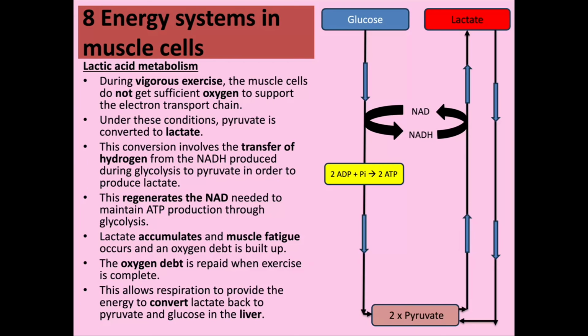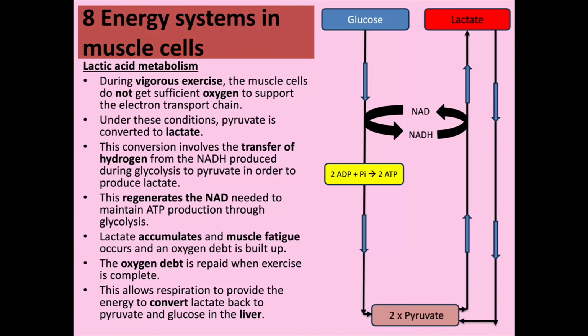Well, during vigorous exercise, the muscle cells do not get sufficient oxygen to support the electron transport chain. Okay, so you're doing the 400 meters or the 800 meters or something similar, and you're going pretty much full out for quite a long time. Over the course of that exercise, your cells will not get enough oxygen. And if they don't get enough oxygen, that means they can't support the electron transport chain, which means you will not generate the bulk, the majority of your ATP.